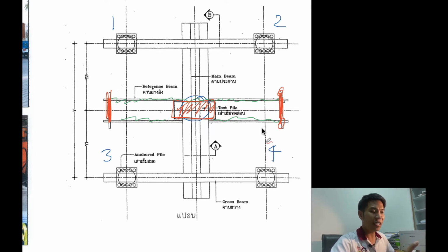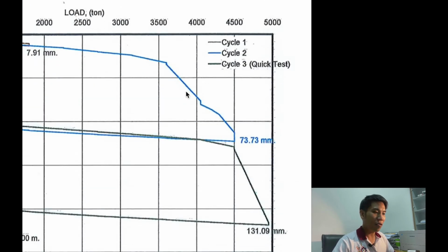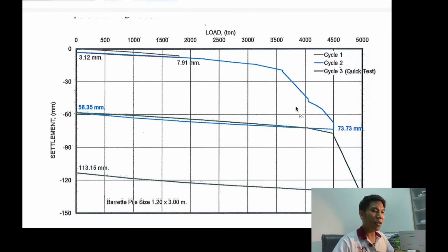You will conduct this kind of pile test in the field also, but our piles are really small compared to this one. When you apply the load to the pile, the load is something like this. So this one is this barrette pile. The barrette pile size is about 1.2 meters by 3 meters. This one is the foundation for the monorail.